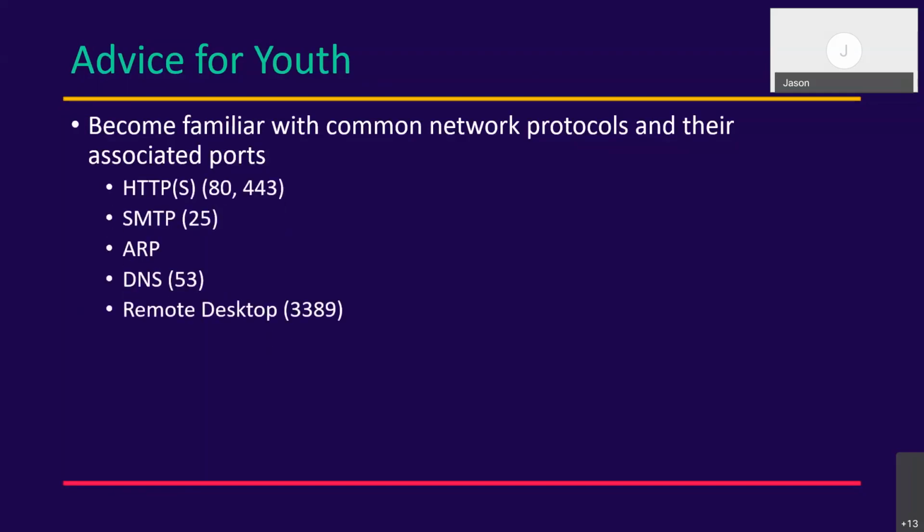So here's some examples. As I mentioned, HTTP and HTTPS, those are network protocols, and they ride over port 80 and 443. SMTP is a mail protocol, and the port associated with that is port 25. Address resolution protocol is a protocol used to map hardware on your network. DNS is domain name service, and that rides over port 53.